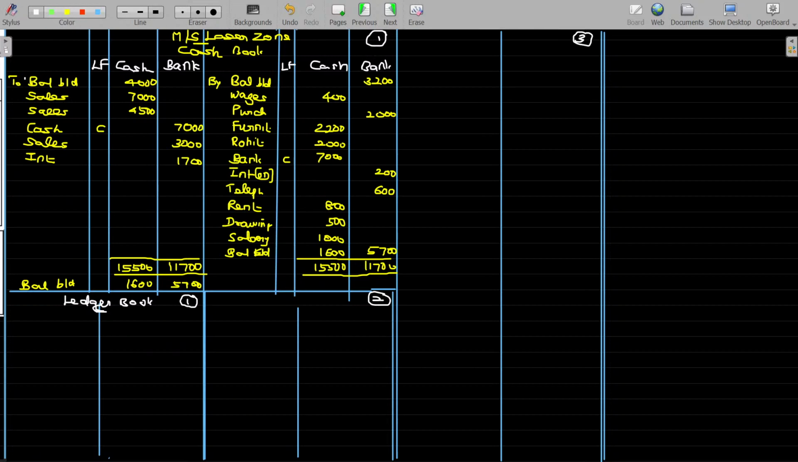Now, the opening and closing balances are not required to be posted in any ledger, leave them. I have to start with the sales. I am going to open the sales account here. As this value is on the debit side of the cash book, it is transferable to the credit of the sales account. On the credit side, I name this by cash, the value being 7,000. Is that clear? This is the process we have to follow.